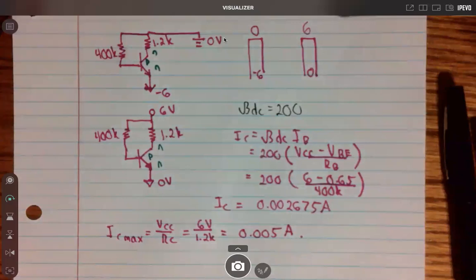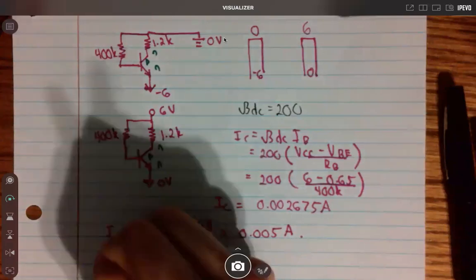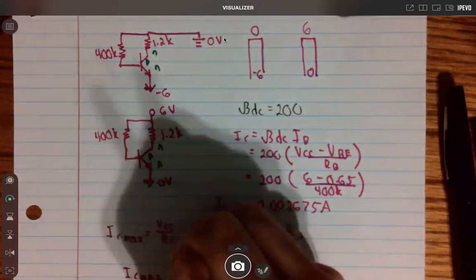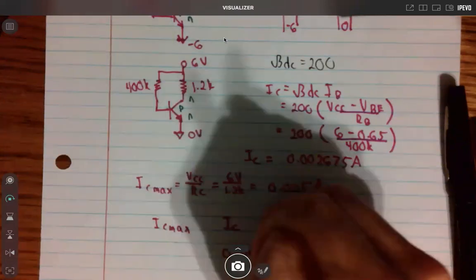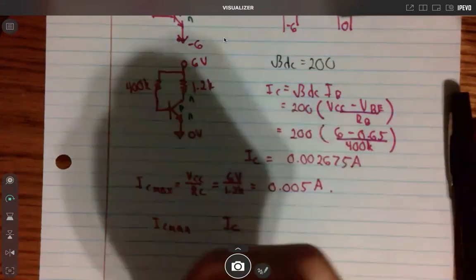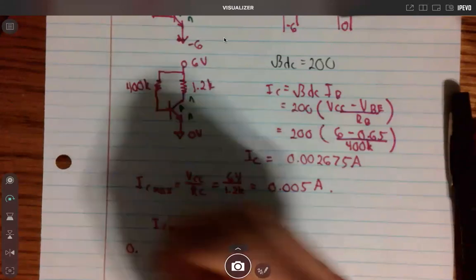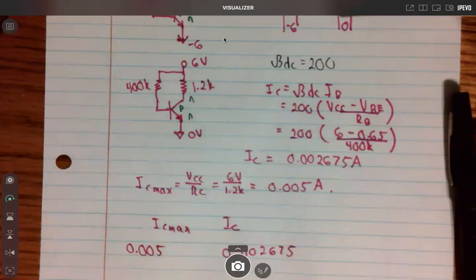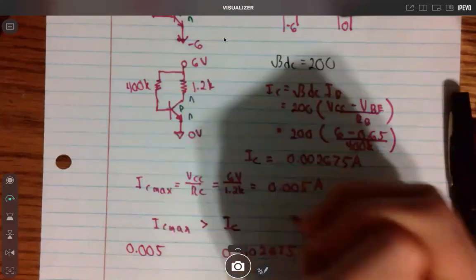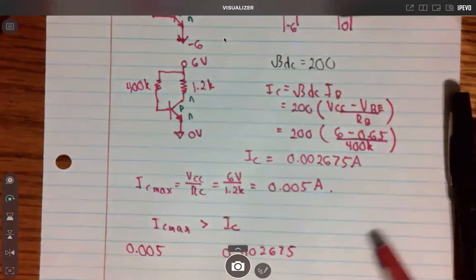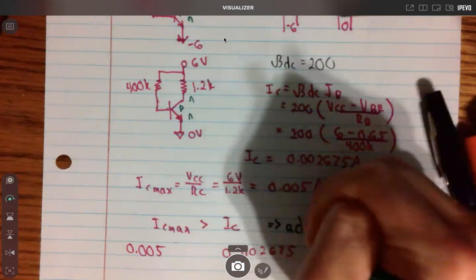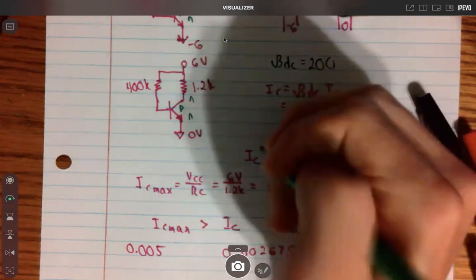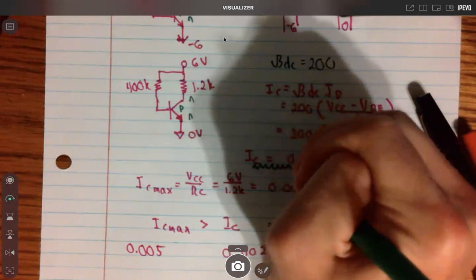So is IC max or is IC larger? Well, let's see. What I have here is 0.002675. Here I have 0.005. And so we can tell that the one on the right is larger. IC max is larger than IC. So therefore, it must be in active mode. Since it's in active mode, IC is actually equal to the value we got. So that's the value for IC right here.